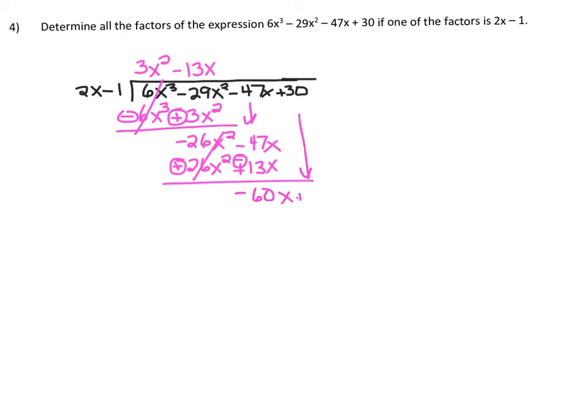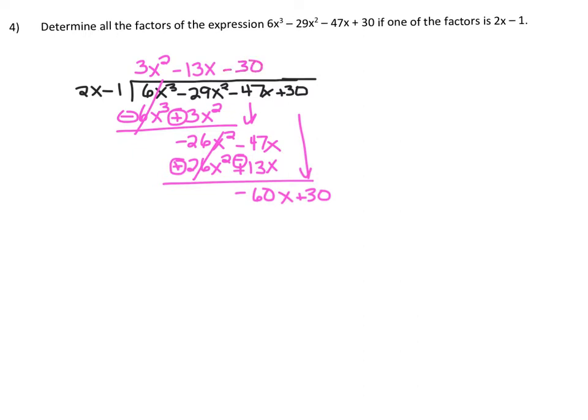And remember, we don't want to have a remainder. We shouldn't have a remainder. If we have a remainder, it means we made a mistake. Because if 2x minus 1 is a factor of this expression, it should divide evenly into it. There should not be a remainder. All right, so we're going to say, well, what do I multiply 2x by to give me negative 60x? So negative 30.